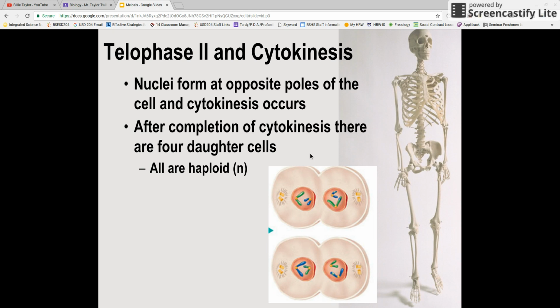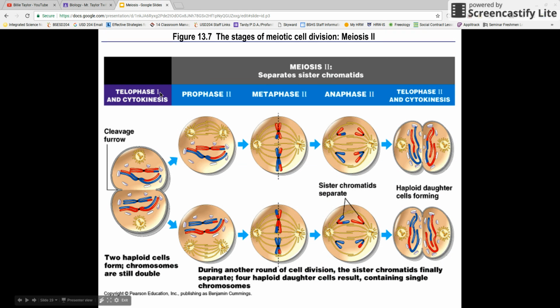Interphase, PMAT1, PMAT2, and then your cytokinesis finishes it off, turning it into 4 complete haploid daughter cells. So keep that in mind. Don't forget, file this away somewhere in your brain, that meiosis results in 4 haploid daughter cells, 4 complete haploid daughter cells. Now we can look at this picture here.